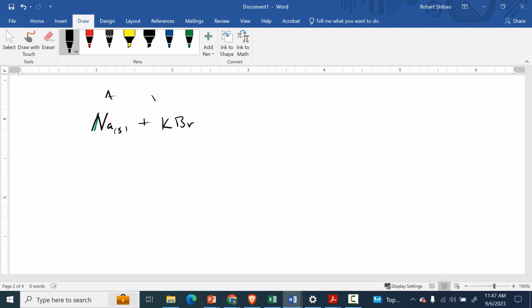KBr. Okay, so this looks like ABX. Should I go ahead and do an ABX? ABX, single replacement? Yeah, we could do that. This is going to form AX plus B. Sodium bromide and potassium.